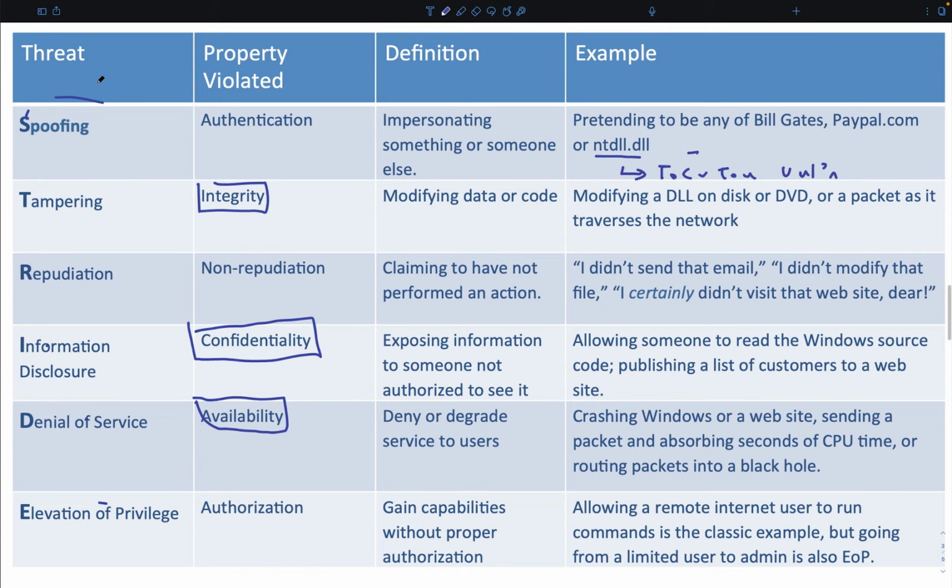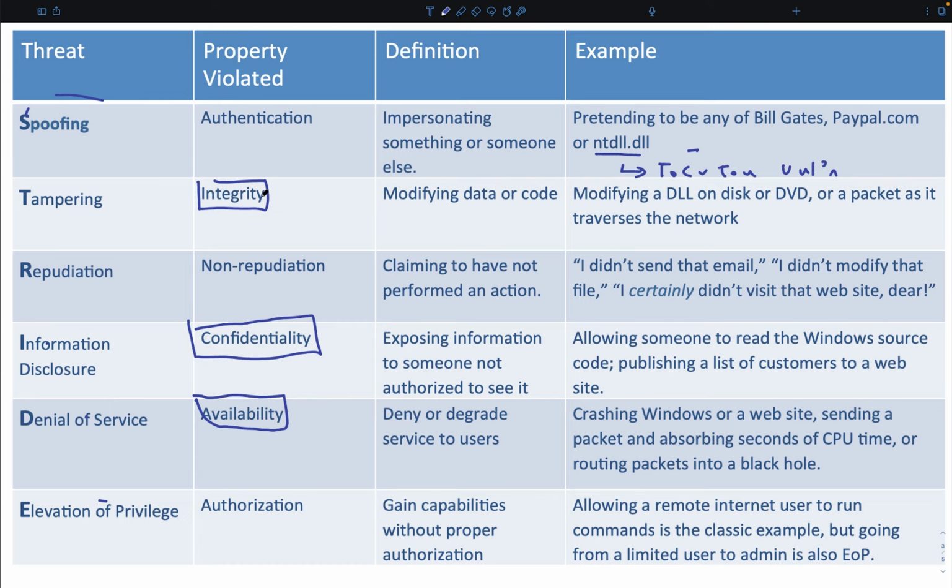And then tampering is the opposite of integrity. So this is like modifying something. It could be data, it could be code, it could be a file, could be packets as they go across the network.